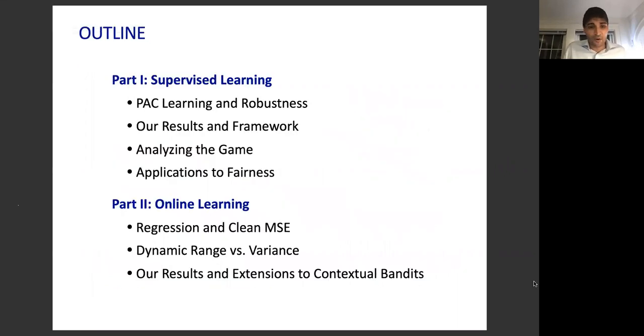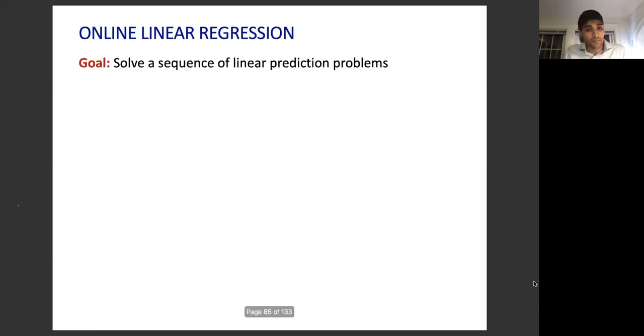So I have very, very little time. I kind of expected that, but I'll tell you a little bit, going forward, about some of the other results we have that are of a similar spirit. They just take it outside of the supervised learning paradigm and into online learning.